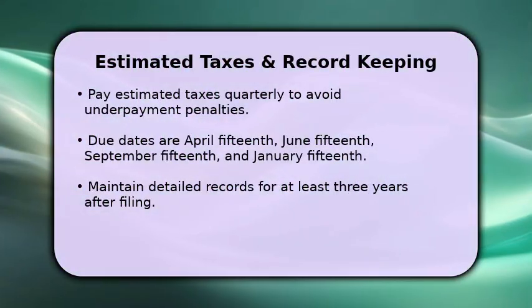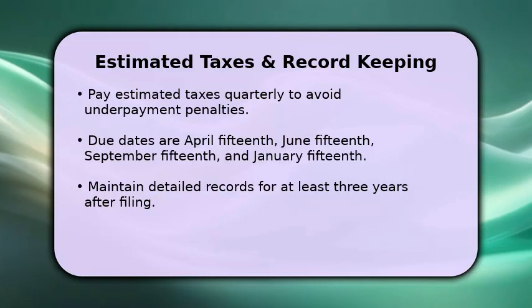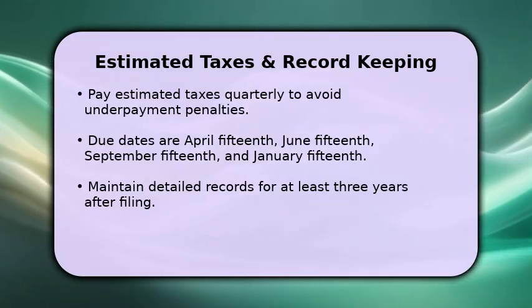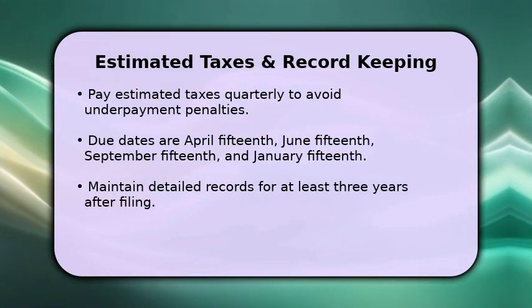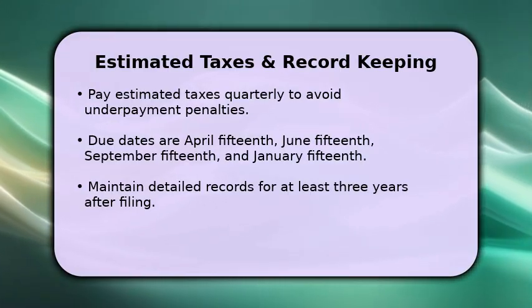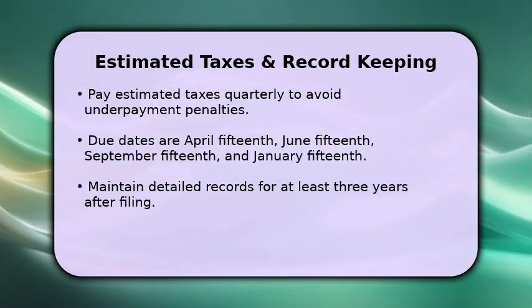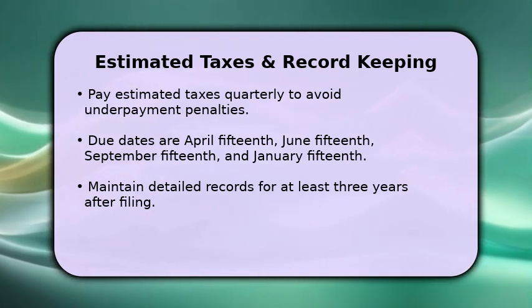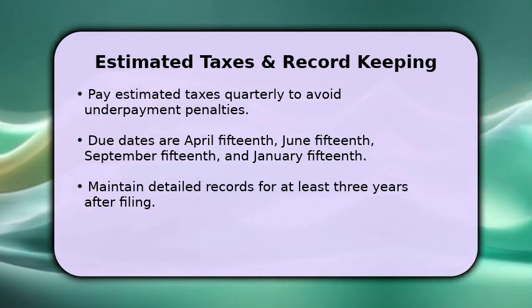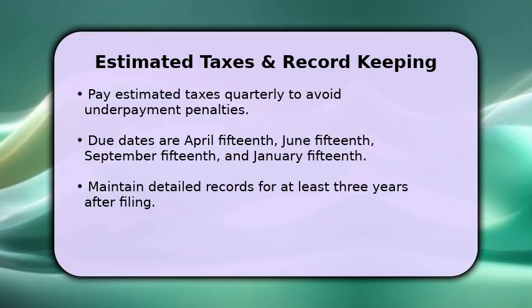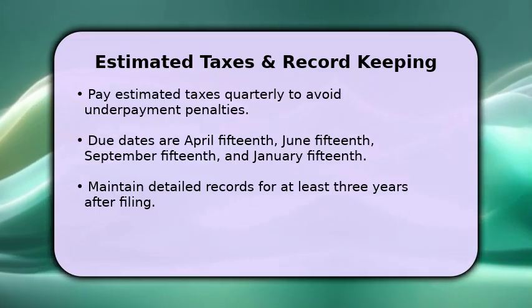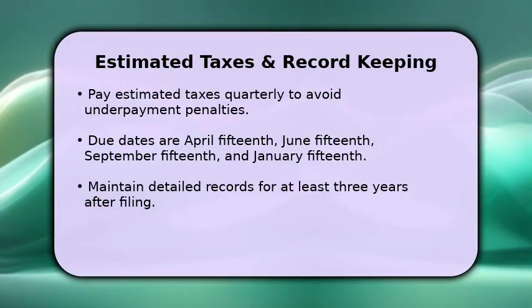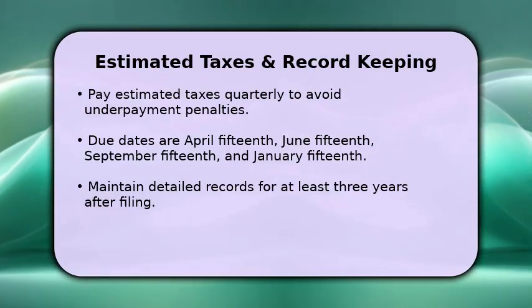To avoid penalties, you must pay estimated taxes throughout the year, typically in 4 quarterly installments. The due dates are generally April 15th, June 15th, September 15th, and January 15th of the following year. It is vital to keep meticulous records of all income and expenses for at least 3 years after filing your return. Good record keeping ensures accuracy and provides necessary documentation if your return is ever reviewed.